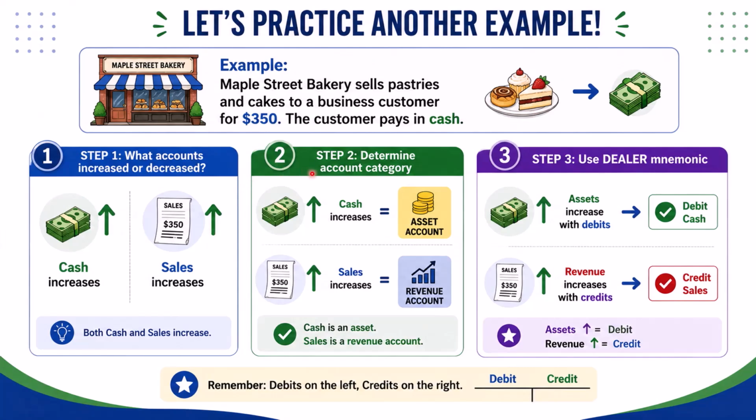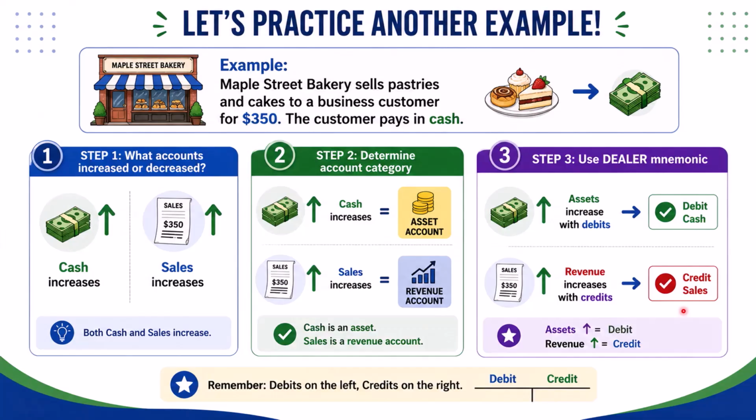In step 2, we determine the account categories the accounts in step 1 belong in. Cash is an asset and sales belong in a revenue account. In step 3, we use the dealer mnemonic. Cash increased, cash is an asset, and assets increase with debits, so debit cash. Sales also increased. Sales are a revenue account on the right side of the dealer graph, and revenue accounts increase with credits, so we credit sales.